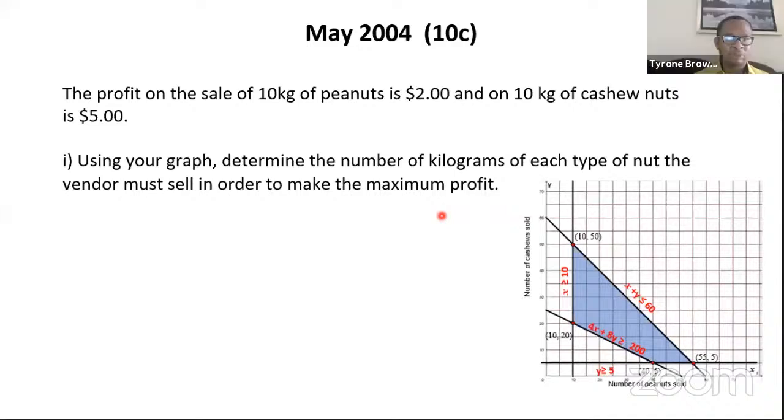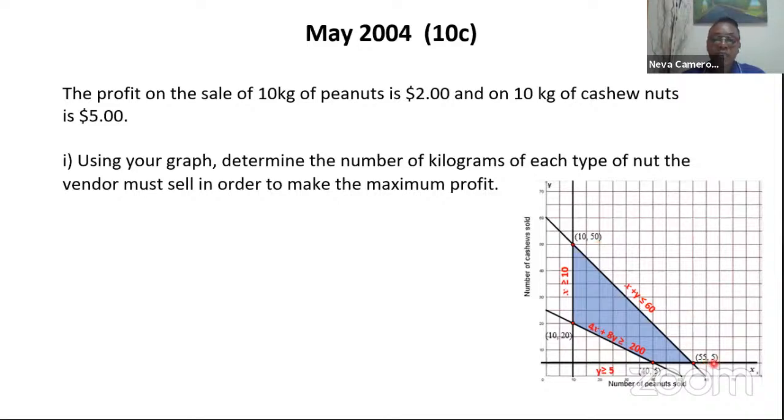Cashew, all right. Yes, I'm seeing that. Why do you think we need to sell more cashew? It costs more. Yes. All right, very good. So we pulled that from earlier conversation. So therefore, what about 10, 50? I realize here that if we sold 10 kilograms of peanuts and 50 kilograms of cashew, that would work. That's the one that has the highest. What about 55? What about 55 peanuts?